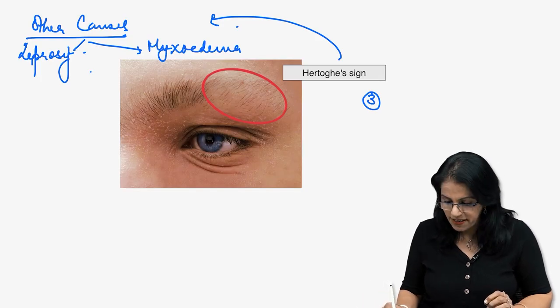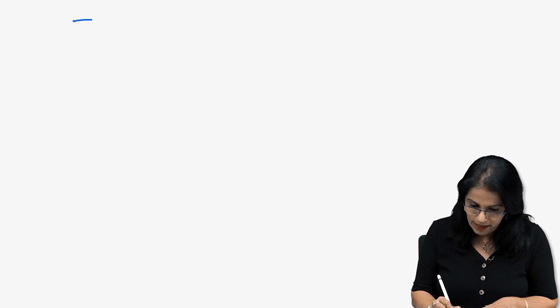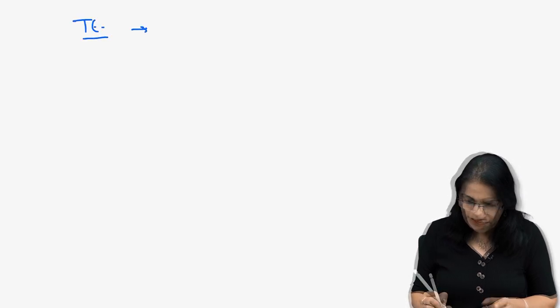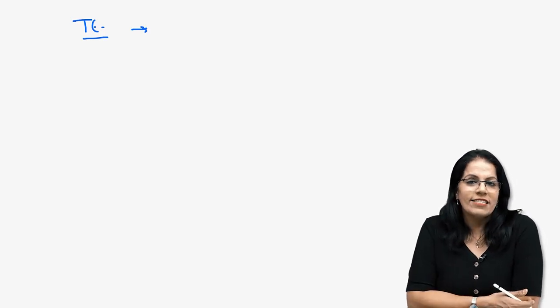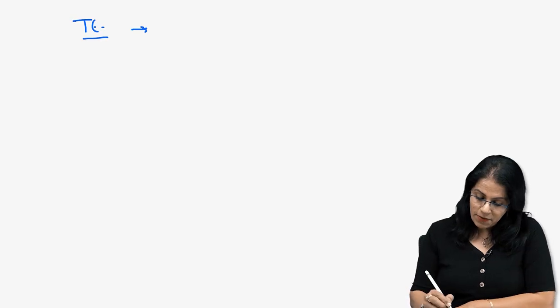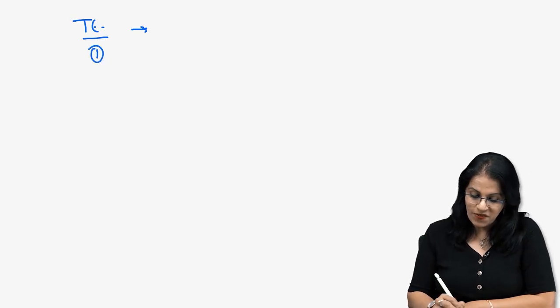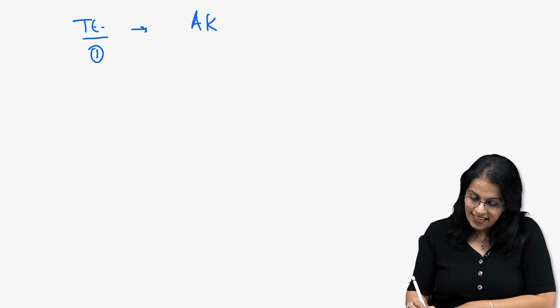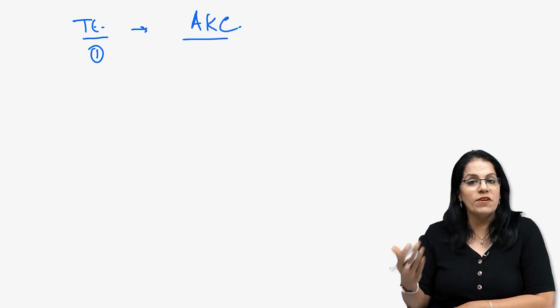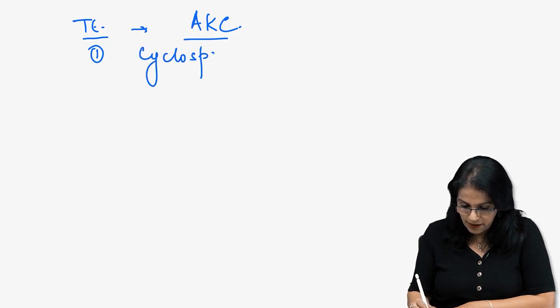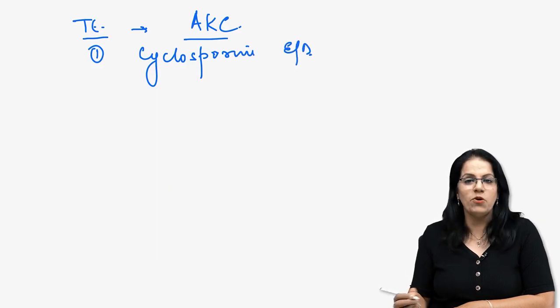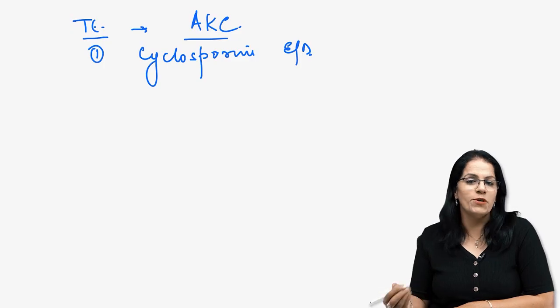Coming to the treatment. Treatment for this, of course, we can go to manage the allergy, we can go for the anti-allergic treatment that we have discussed. But apart from this, what we need here in case of AKC and sometimes in few cases of even vernal is cyclosporine eye drops, right? So, we use cyclosporine eye drops. We all know cyclosporine is an immunomodulator.